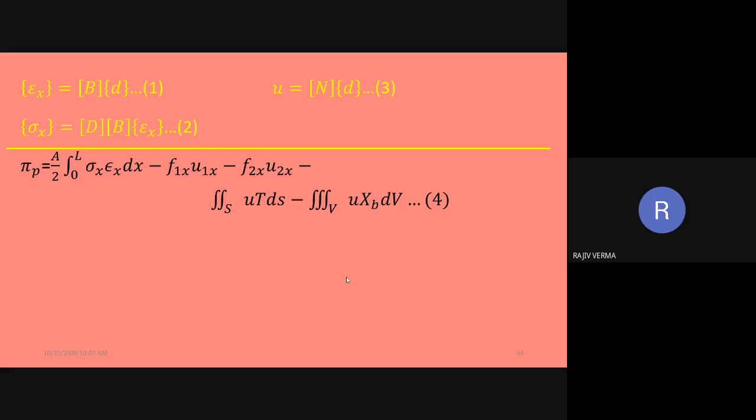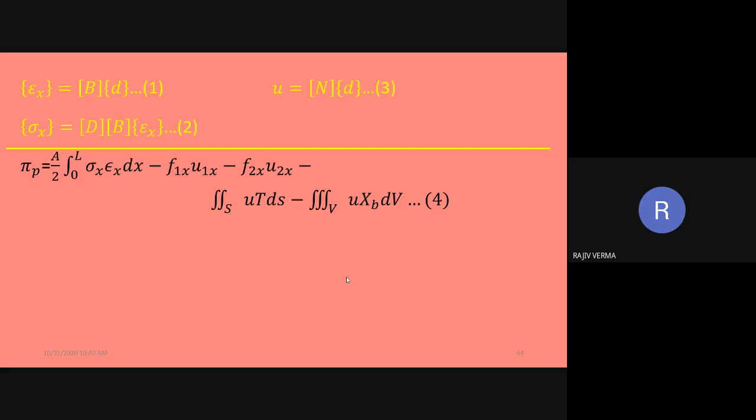Now the fourth term, that is U multiplied by T ds, represents the energy because of the surface loading, where U represents the deformation and T represents the surface load. And since we are talking about the surface load, the corresponding integration is over the entire surface. And the last term on the right represents the volume energy. Here we multiply the deformation with respect to the volume loading, and there is a corresponding volume integral.